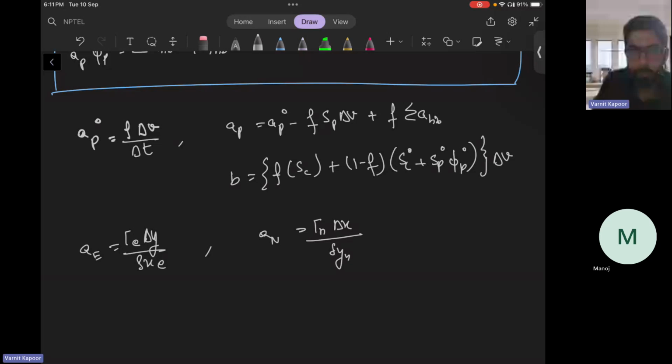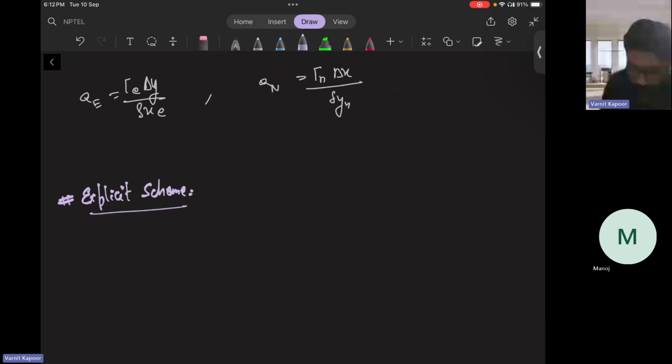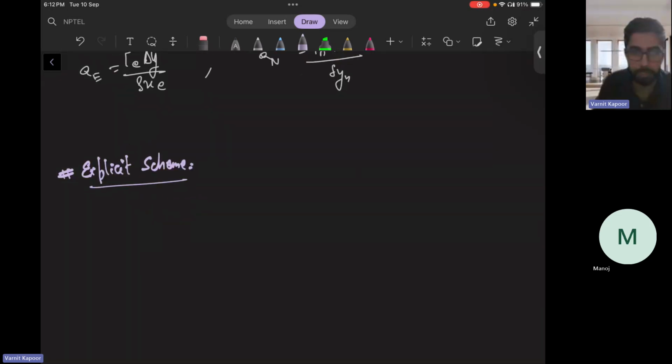Now, there are three different cases: when this factor F is completely zero, when F is 1, and when F is half. These are the three different cases which we'll deal with. The first case is the explicit scheme, where your factor F will be 0, that is, F is equal to 0.